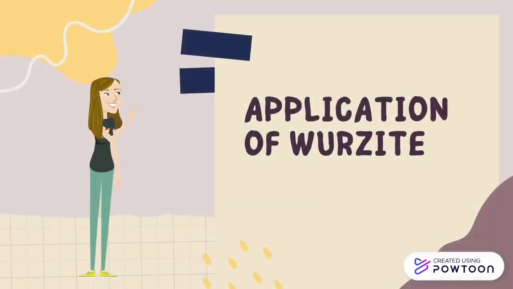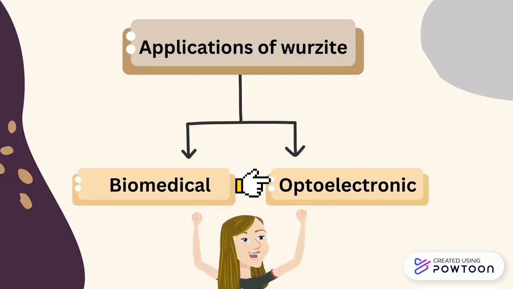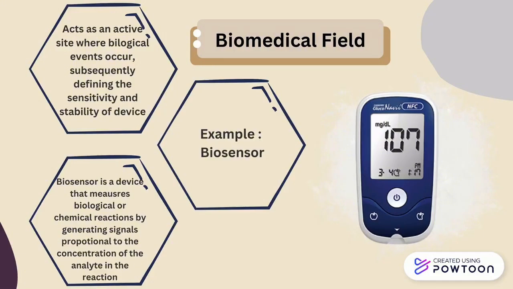Moving on, the applications of Wurtzite in life. There are two applications of Wurtzite. The first one is in the biomedical field and the second one is in the optoelectronic field. In the biomedical field, it acts as an active site where biological events occur, subsequently defining the sensitivity and stability of a device. For example, a biosensor is a device that measures biological or chemical reactions by generating signals proportional to the concentration of the analyte in the reaction.